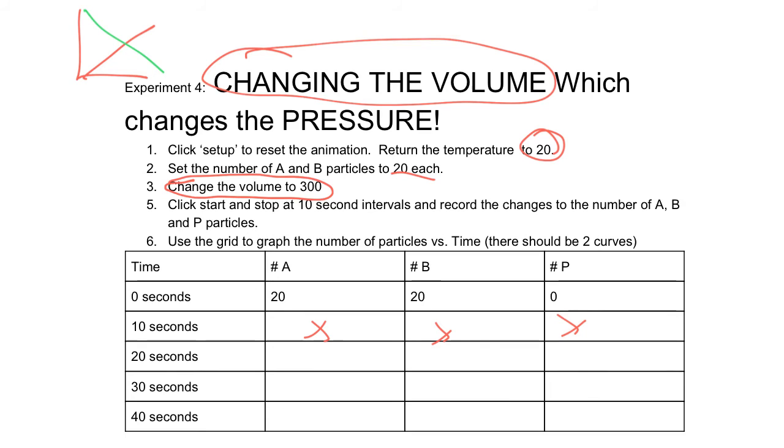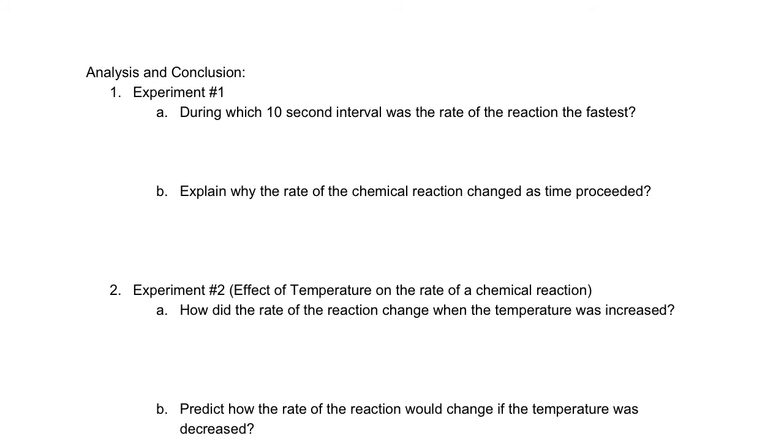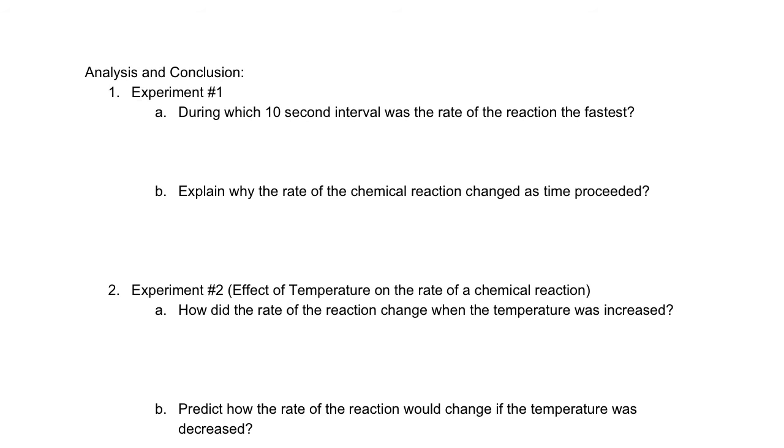Okay? When you're all done with collecting your data, you have a bunch of questions here that you're going to answer. Okay? So look at your graph for the first experiment. During which 10-second interval, like from 0 to 10 seconds, from 10 to 20 seconds, 20 to 30 seconds, which interval was the rate of the reaction the fastest? So look where the slope is the greatest, right? We're looking for the biggest change.